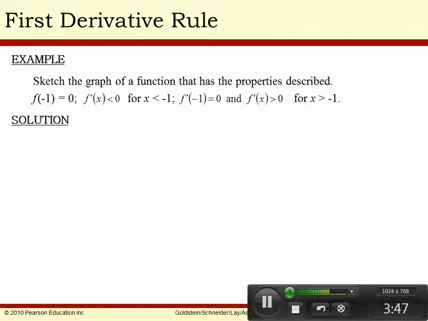Okay, so we're going to use an example, the first derivative. Sketch the graph of a function that has the three properties described. F prime of negative 1 equals 0. All right, so this is going to mean that the function at negative 1 crosses the x-axis. It's going to mean that the function, when it's less than 0, is doing what? So f prime of x is less than 0. What does that mean if we're less than 0?